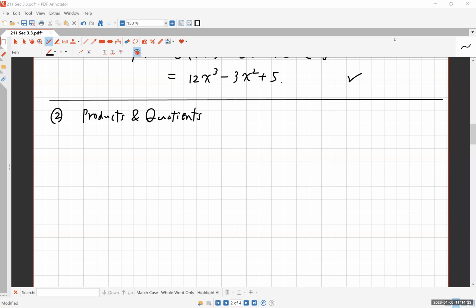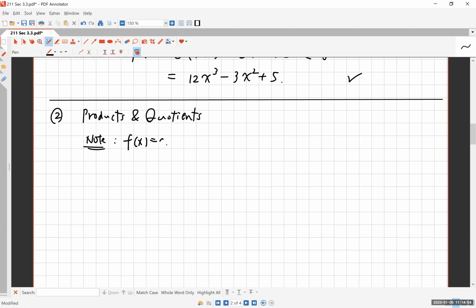Okay, so now we go into products and quotients. So how do you differentiate the product of two functions, or how do you differentiate the quotient of two functions? Is the derivative of a product equal to the product of the derivatives? Actually, that's a good question, right? Let's take a look and see if we can understand this. So a little experiment, okay?